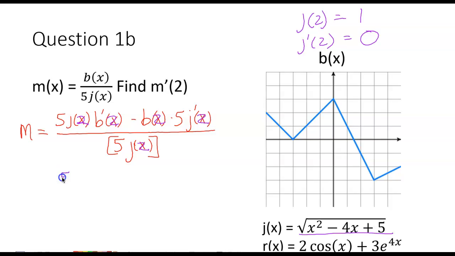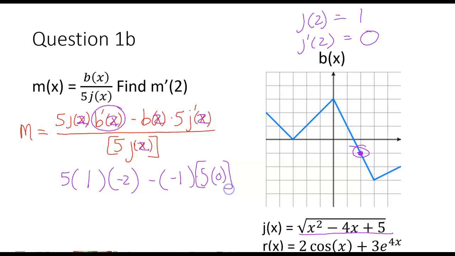So we have 5 times j of 2. J of 2 is 1. Times b prime of 2. That would be the slope of the b function at that point, which we said earlier was negative 2. Times b of 2, which is the y value at that same point, which is negative 1, times 5 times j prime of 2, which is 0. So once again, we just get to use a lot of those same numbers all over again.